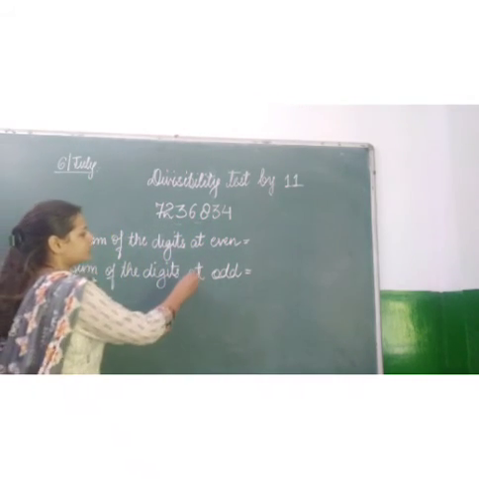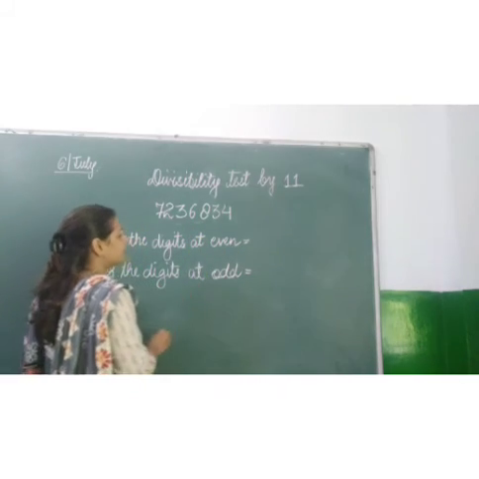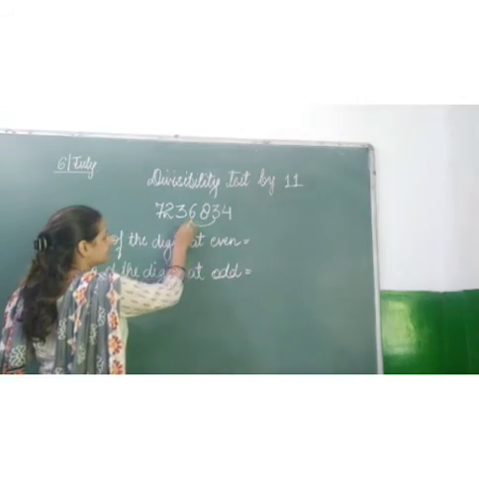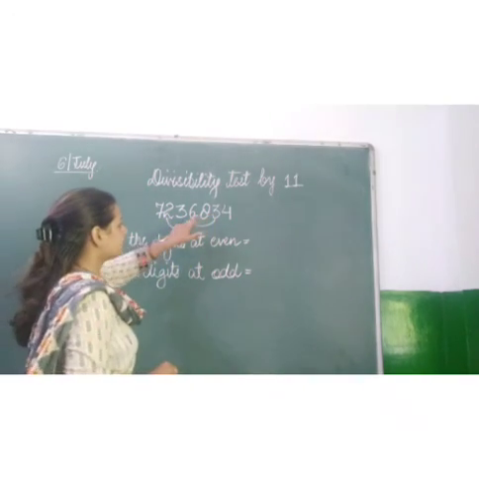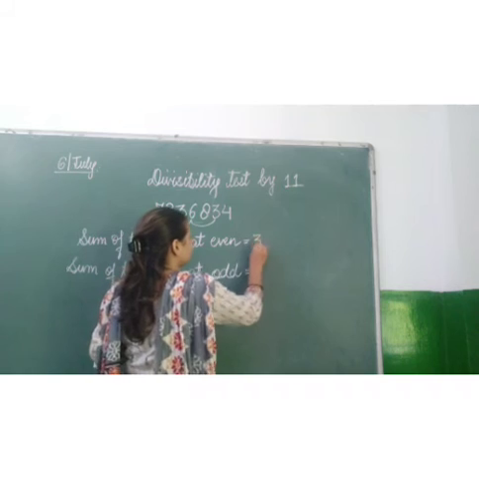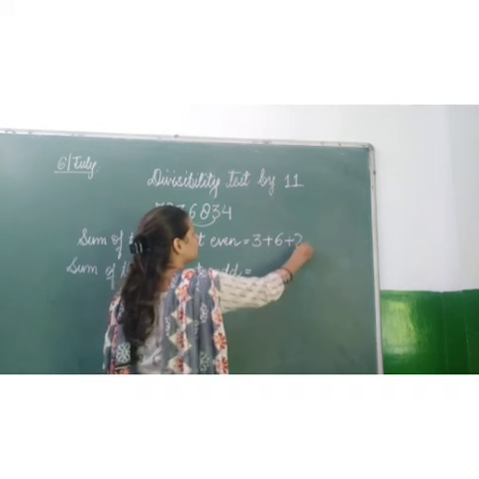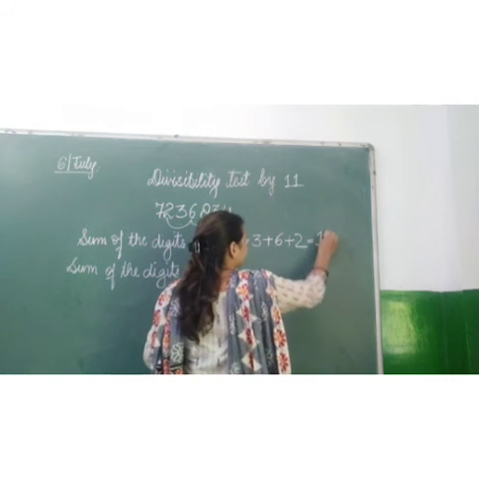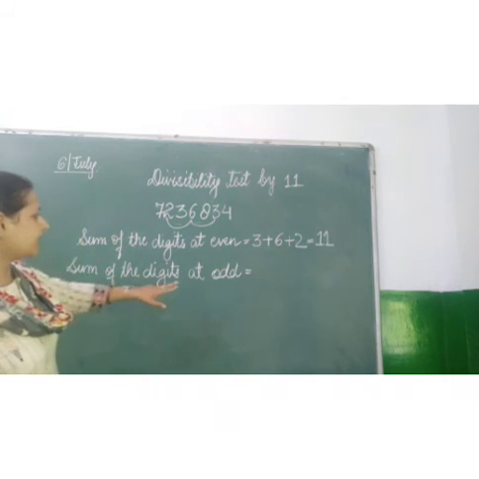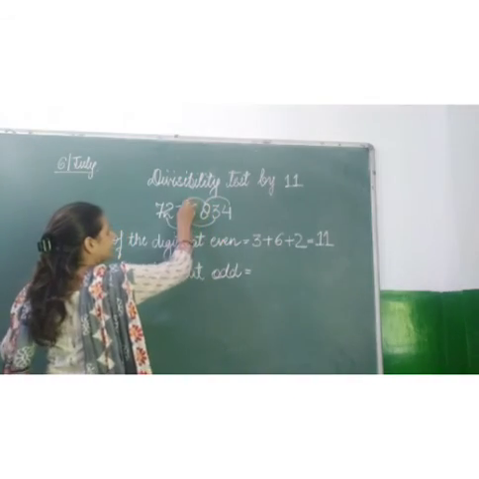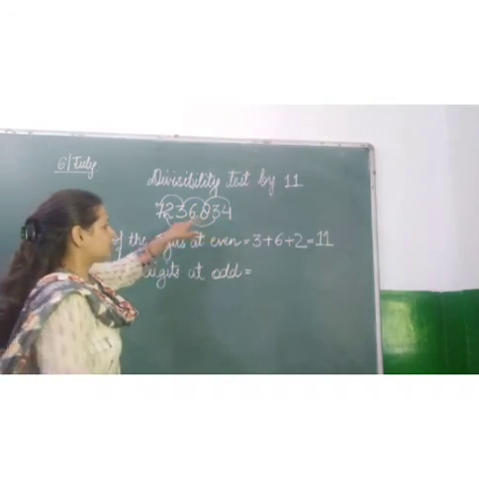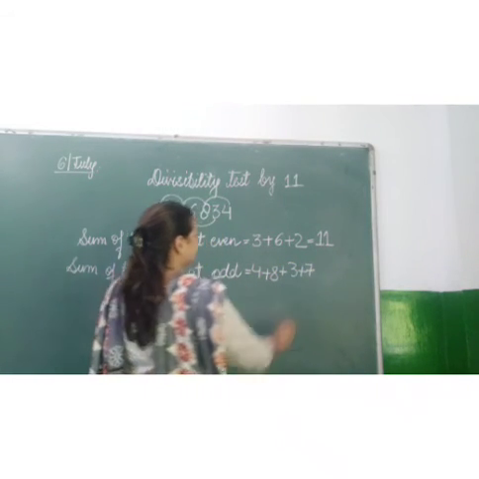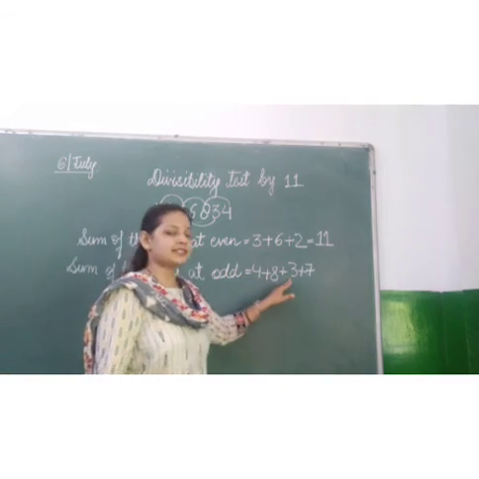So first of all we will see the digits at even places. Which digits are at even places? 3, 6, 2. Okay? 3, 6 and 2. Let us add them. 3 plus 6 plus 2. What will we get? 6 plus 3, 9. 9 plus 2, 11. Then the digits at odd places: 4, 8 and 7. 8 plus 4 plus 3 plus 7. Let us add them. 8 plus 4, 12. 12 plus 3, 15.